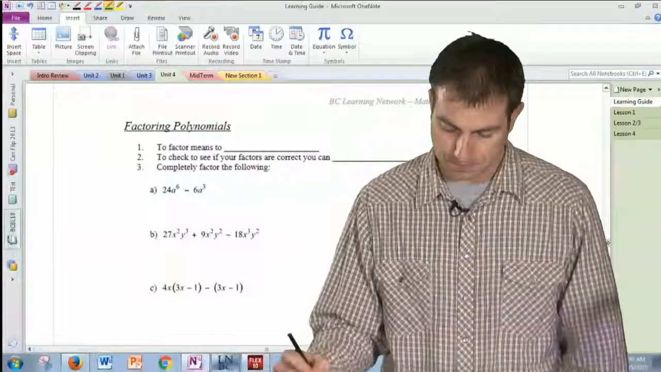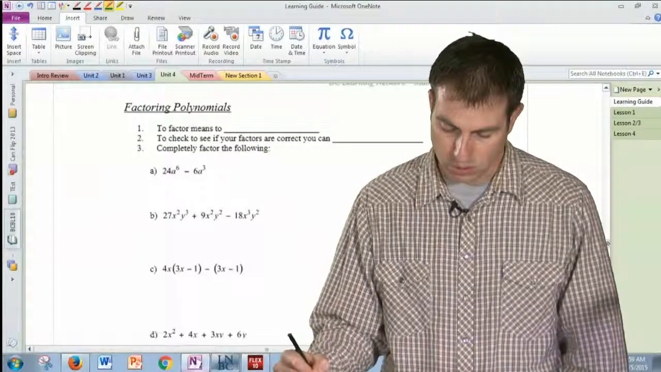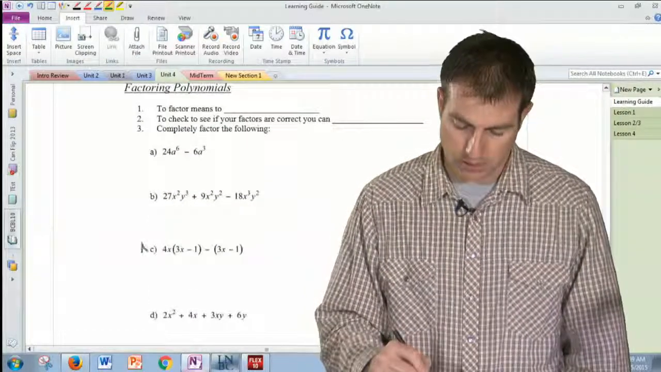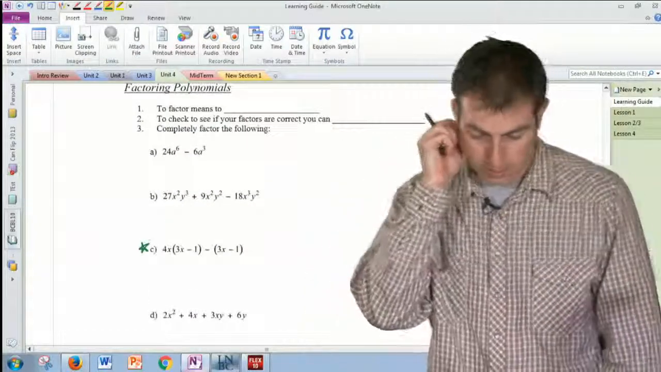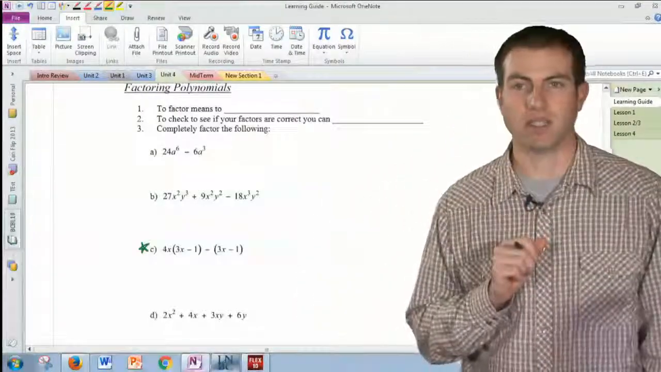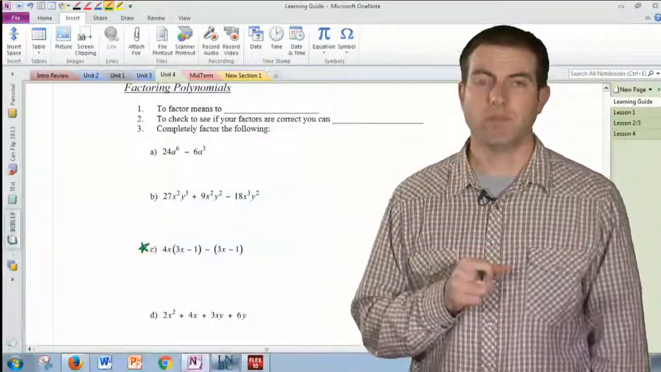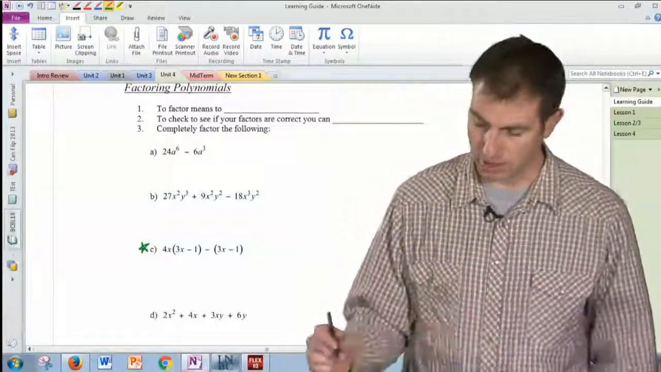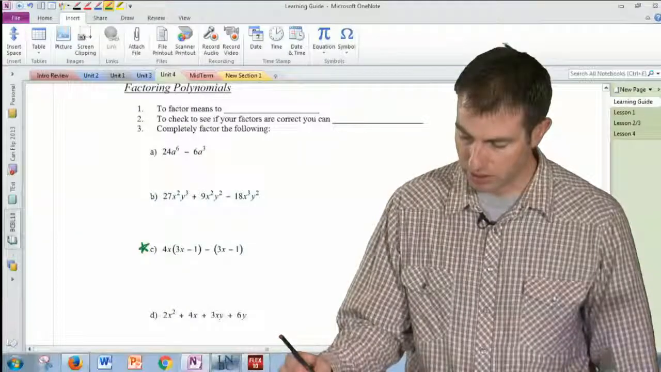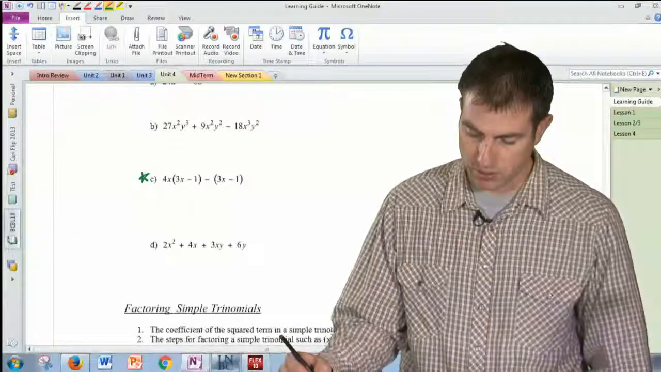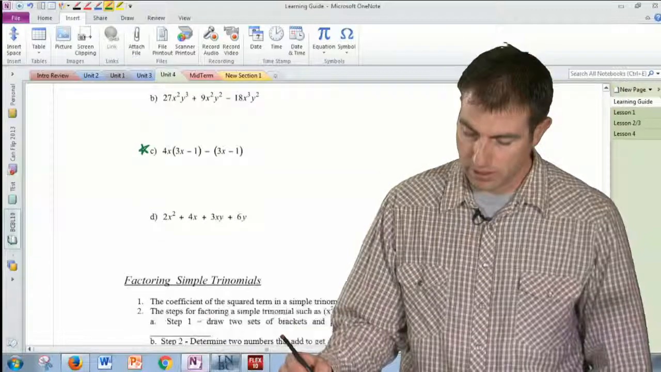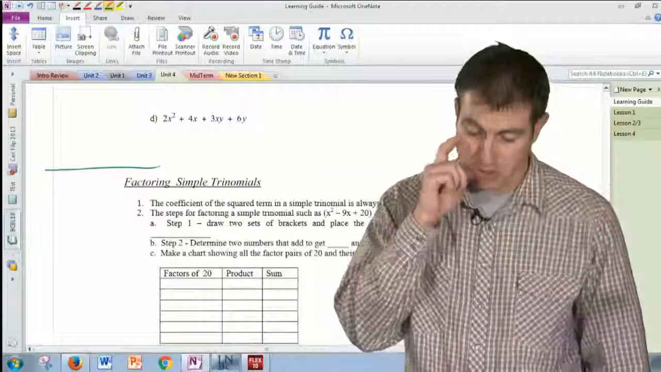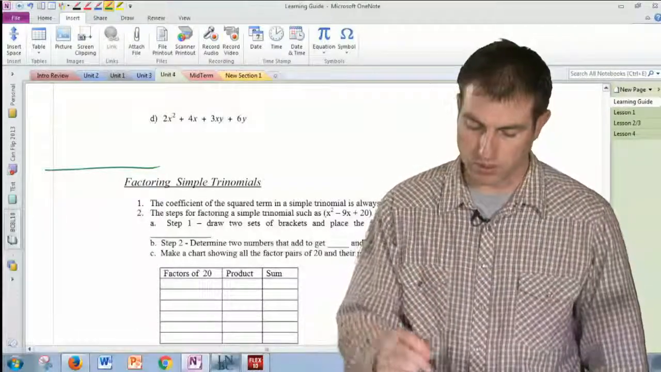Factoring polynomials. I'm going to leave C, well, I'll write a little star beside C. This is a bit of a tricky one. If you can get it, awesome. If you can't, I'll explain it a little bit once we get some more time here moving forward. So you should be able to do A, B, and D there. Factoring simple trinomials, this is where we're up to. So really only about 3 or 4 questions to do.